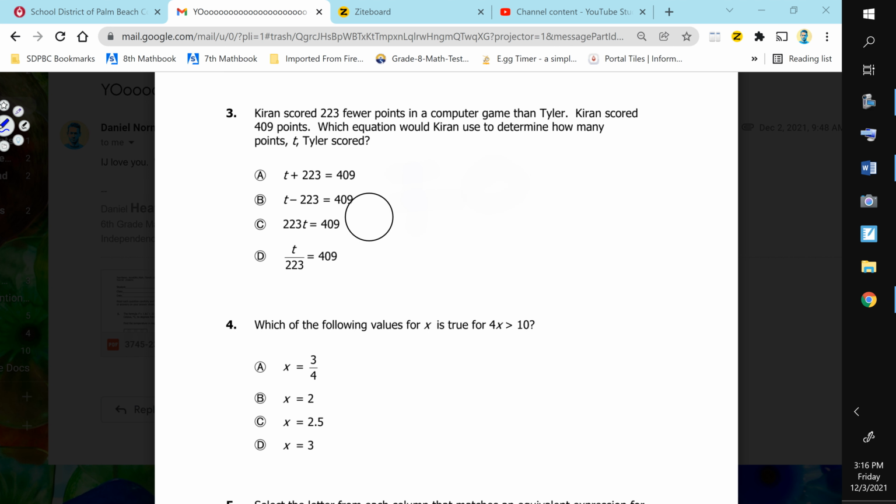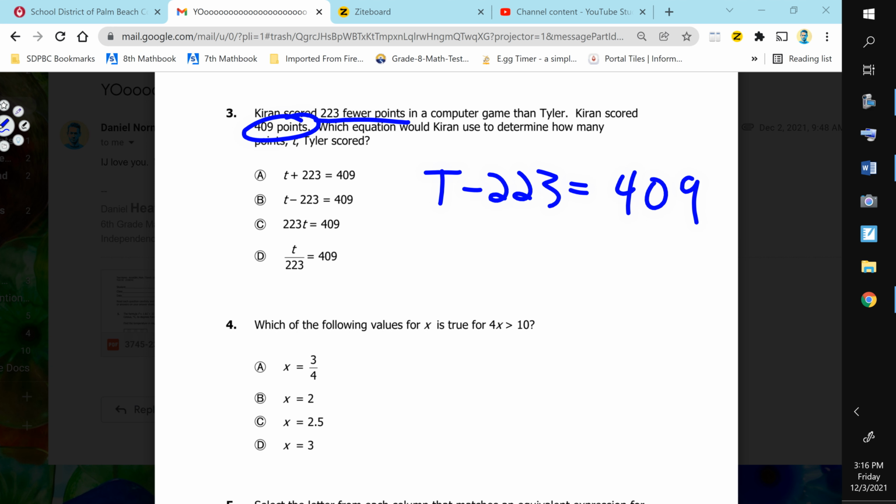Now, you take Kieran's score, 223 points fewer than Tyler. So Tyler's score minus 223 will equal Kieran's score. I don't see that as one of the options, but it says Kieran scored 409 points. So let me make this 409. Oh, guess what? It's this one. Yay.